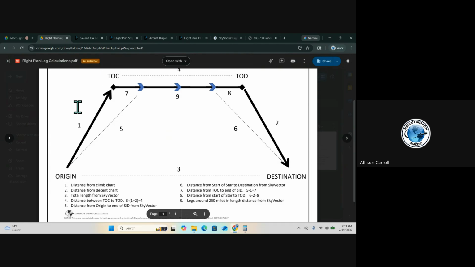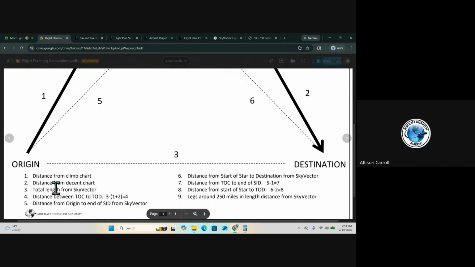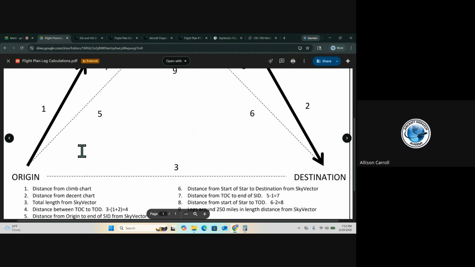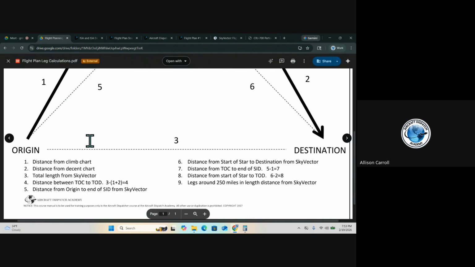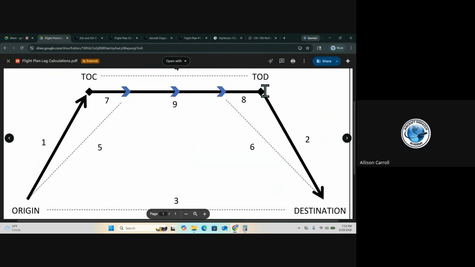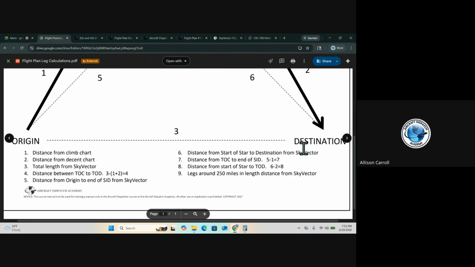So this number 1 over here on the left side is the distance from the climb chart, right? From the origin to the top of climb, that is number 1. And number 2 is distance from the descent chart, so top of descent into our destination airport, that is number 2. And then number 3 is the total distance from SkyVector, from origin to destination.